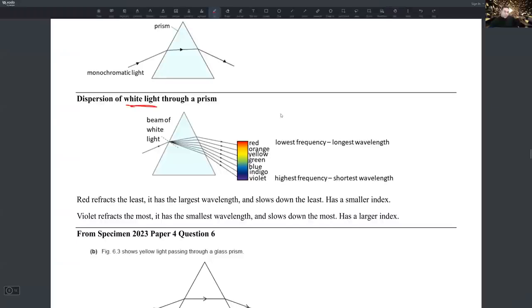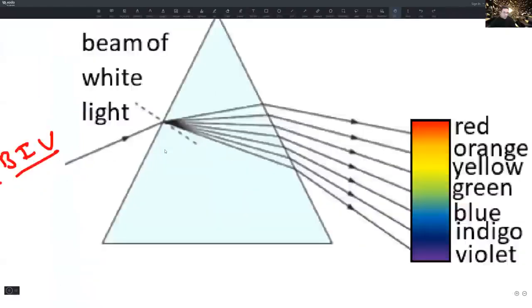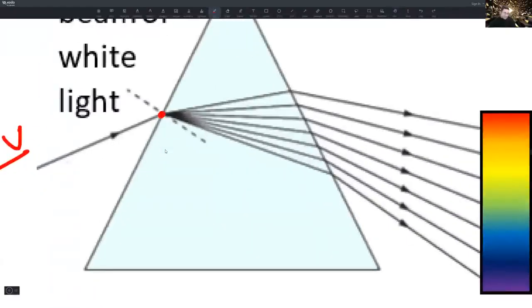What if you have white light? You'll say, Mr., I remember white light has 7 different colors. What are our 7 colors? Red, orange, yellow, green, blue, indigo, and violet. ROY G BIV. ROY G BIV. When white light hits a prism, 2 things happen here. Refraction occurs.